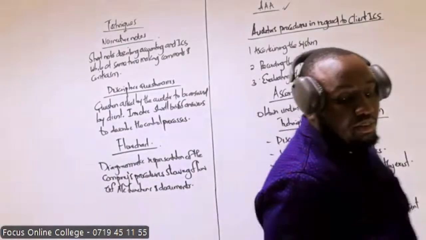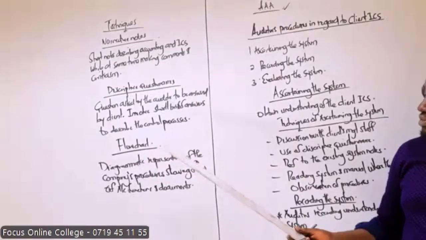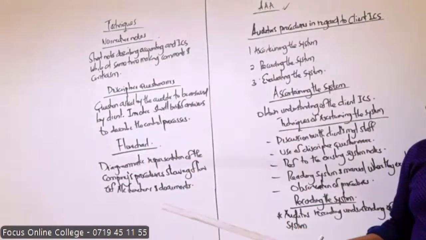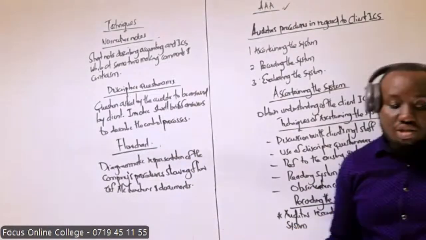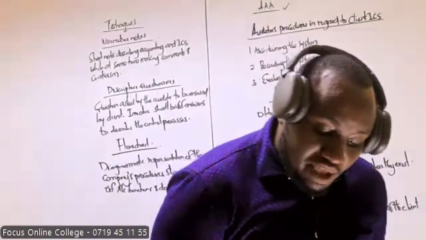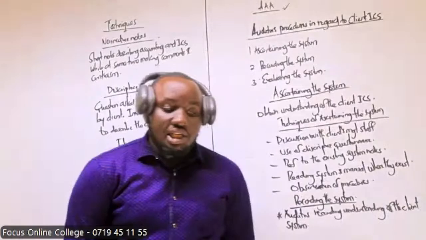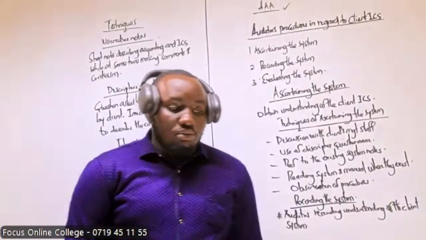So when you look at a flowchart, it is diagrammatic. You will draw it. It shows a company's procedures, showing the flow of accounting function, but at the same time, how documents basically move in the system. Respond with a yes.